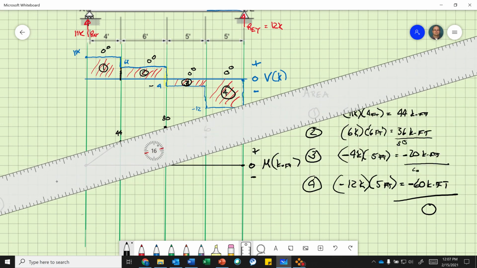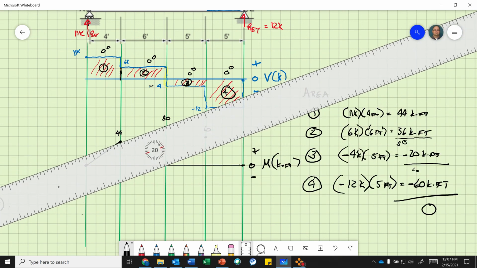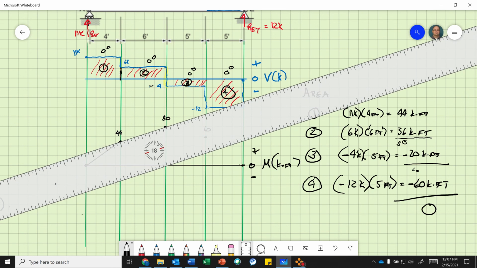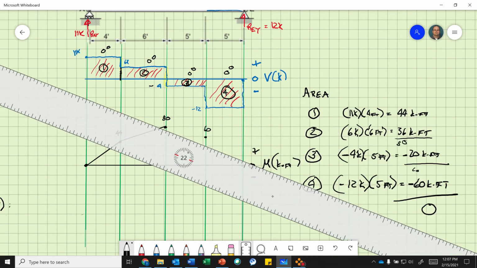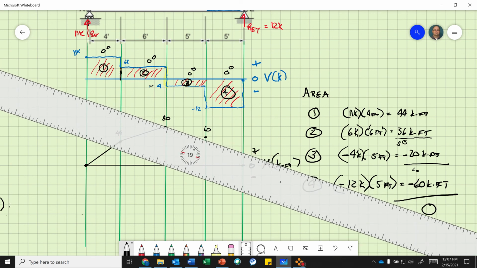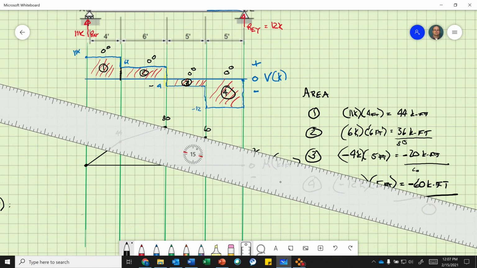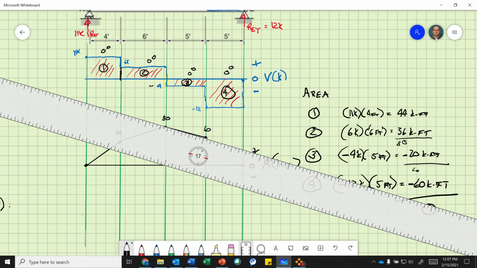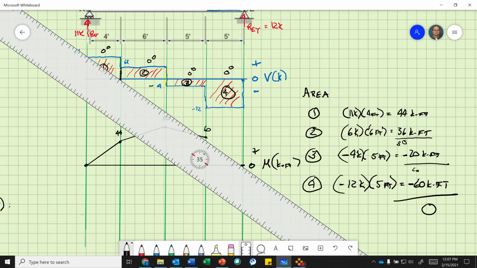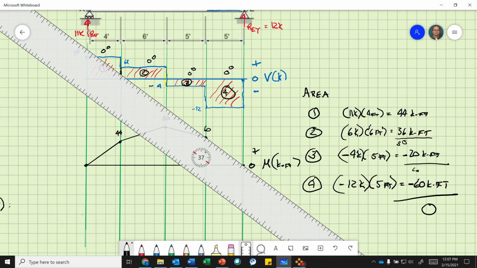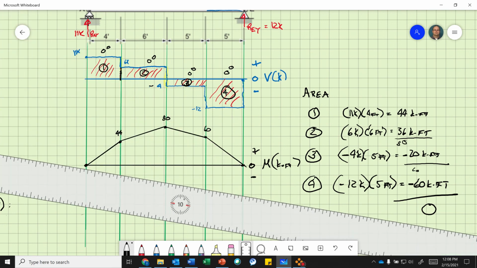Okay, area 2 is also a positive shear area. It's above the 0 mark, so it's positive, up and to the right. Area 3 is a negative shear area, so it has to be a negative slope. So it has to go down and to the right. And actually my data points help me determine that. And then area 4 is also a negative shear area, so I go down and to the right. It's a negative slope.